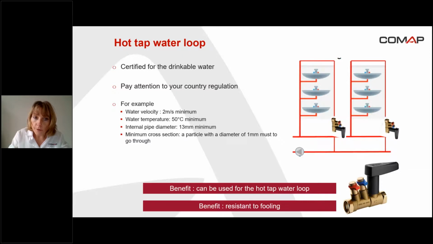And there is something about the valve. The position of the valve has to allow a particle with a diameter of 1 millimeter to go through the valve. So pay attention to that. There are many things to be in line with, but pay attention to the valve. There is also a minimum cross section to adjust in order to use the valve for the hot tap water loop. Another benefit for this valve: it's certified, but it's also, as we said, a needle valve, so it's resistant to fouling. That's interesting in the case of the hot tap water loop.